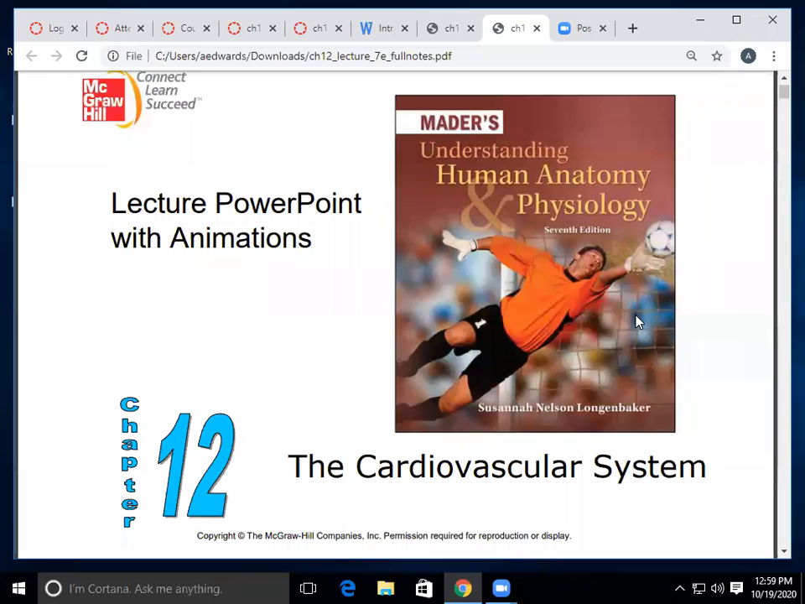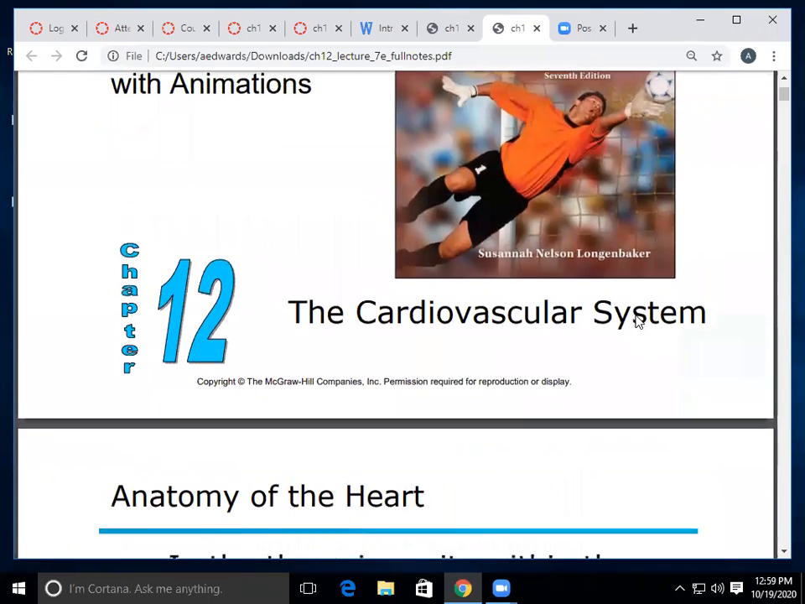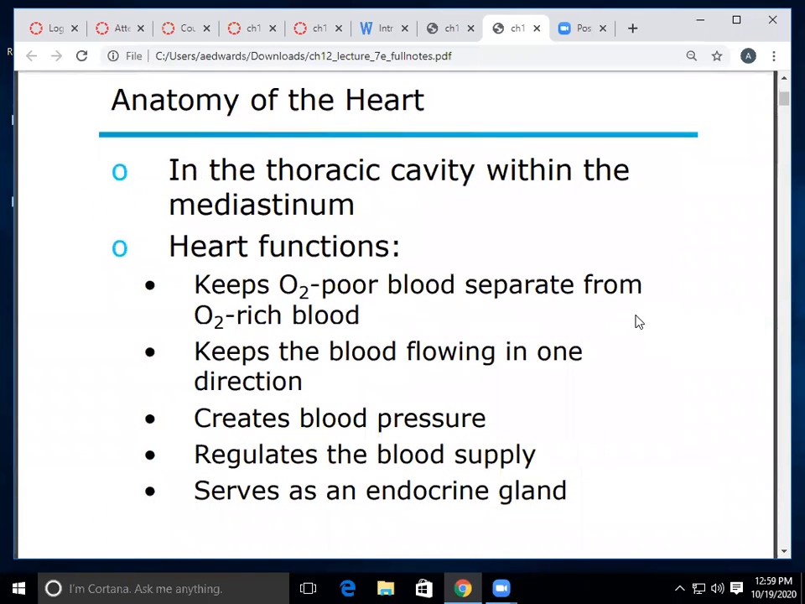All right, so let's go on to the cardiovascular system. So let's start with the heart. So the heart is located in your thoracic cavity. And if you remember your different cavities, it's specifically within the mediastinum. So what does the heart do?